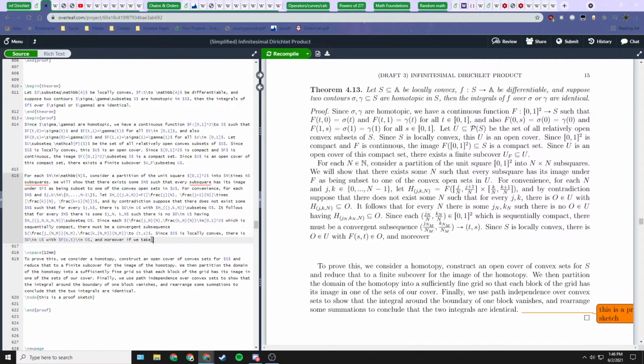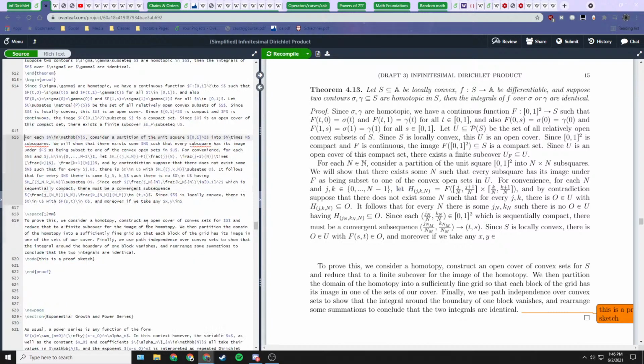If we take, let's say, any x, y in this tile. Actually, let's do that. Okay, so we're going to do a little more. We're going to cut up this unit square into explicit tiles. I don't want to type this over and over again. This little chunk here.